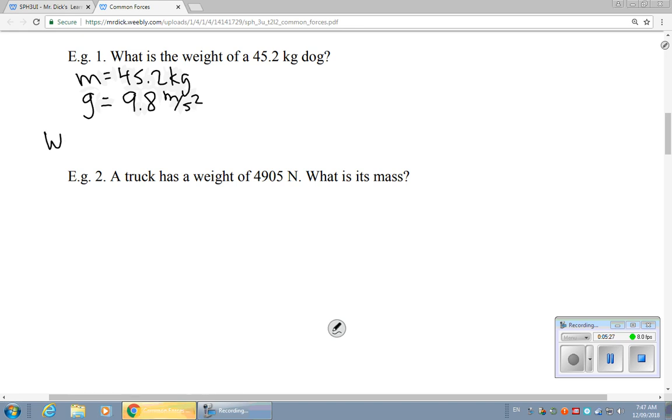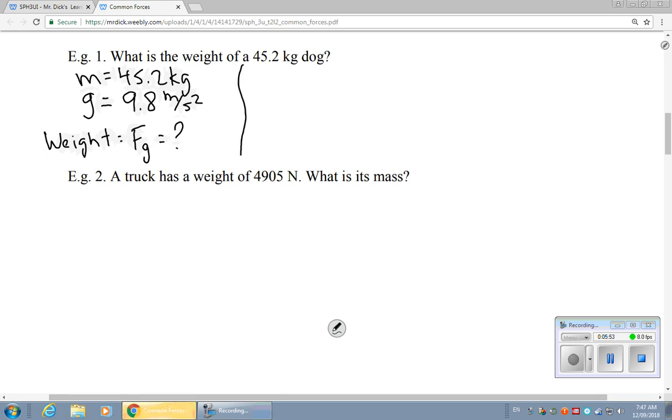We're asked to find the weight, and of course we don't want to have to write out that whole word weight every time, so we need to think of a variable that represents it. But instead of using W or something like that, we need to remember that weight is actually force of gravity. So really I should use the variable Fg. That is my required value.